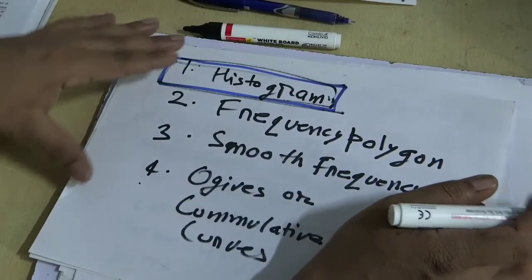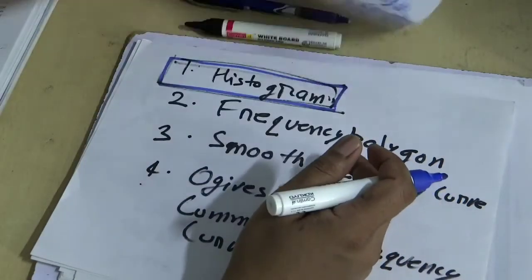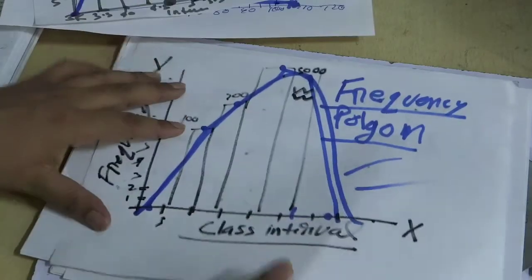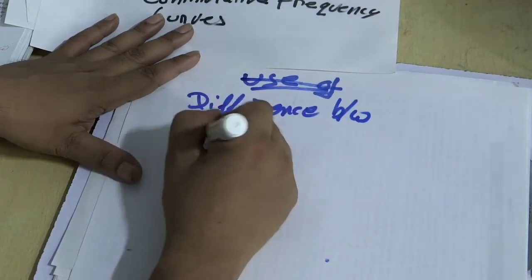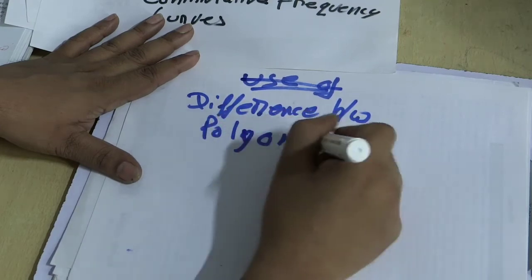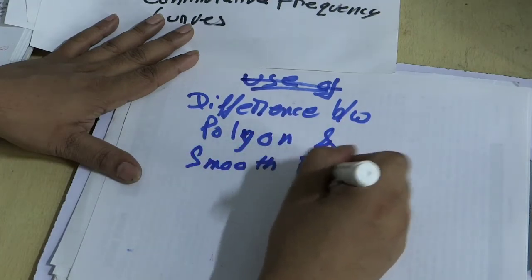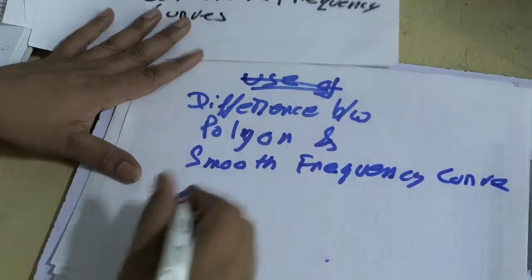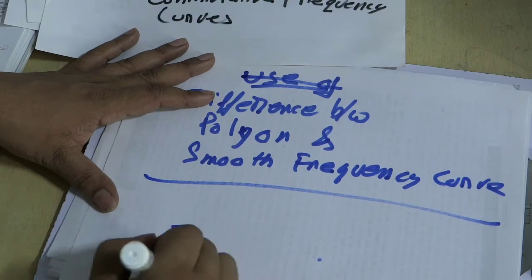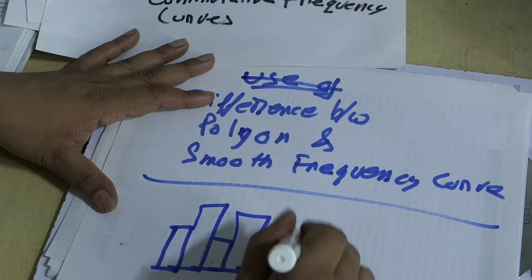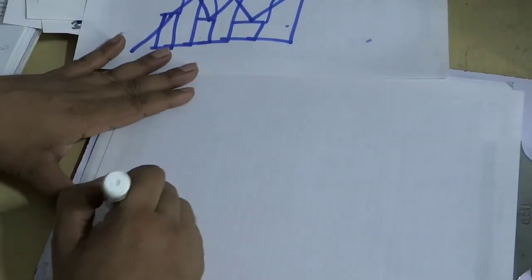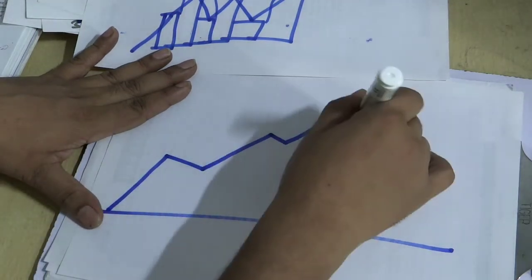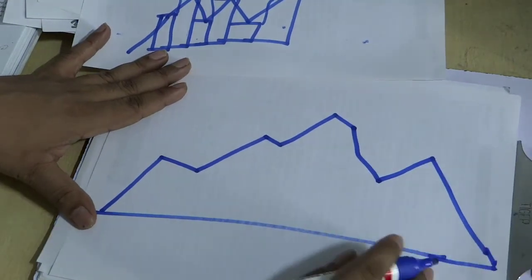Okay, now that's it. And what is the frequency polygon? That is nothing. So you have to draw like, what is the difference? Now come here, what is the difference between these? See, say for example, the data is like this. You have to draw exactly like this. So the result may look like this. This is the polygon.